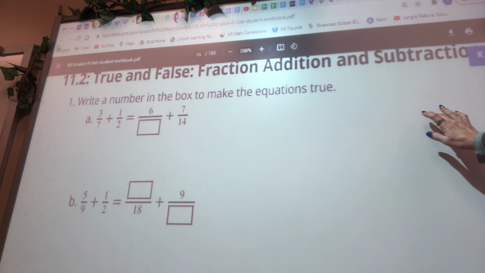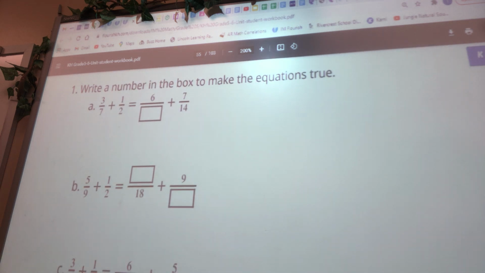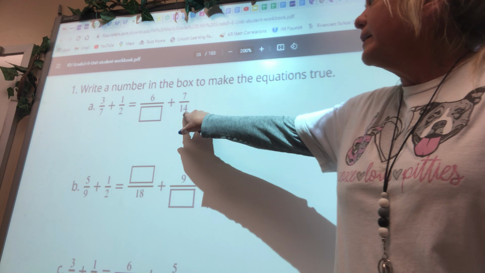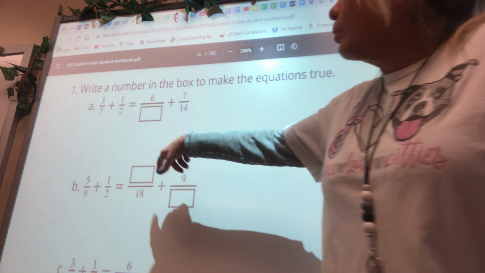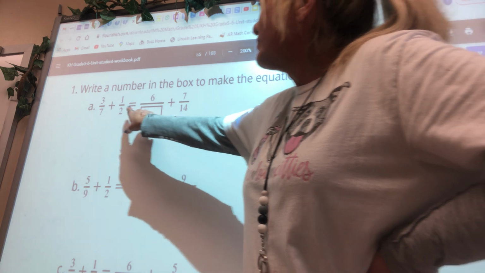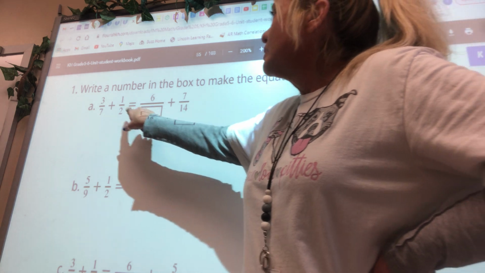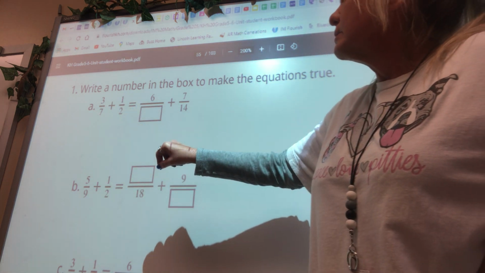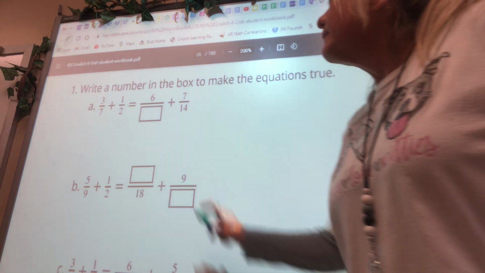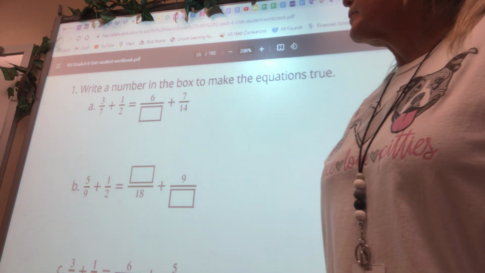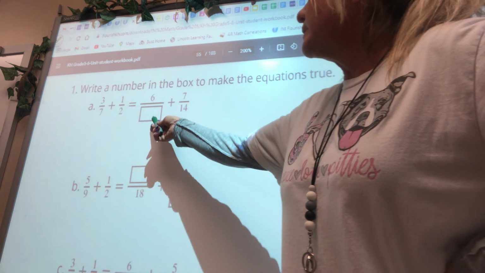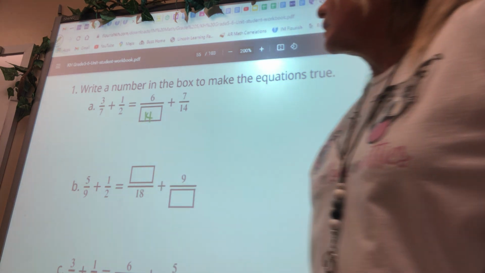All right. Now this is how it's probably going to be presented to you on ACT Aspire. First of all, if we are doing equivalence and they have a 14 here, what would I have had to do to 7 to get that 14? Multiplied it by 2. So if I multiply 3 times 2, what do I get? 6. So what goes here? 14.